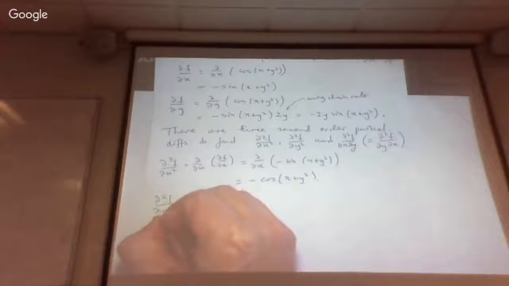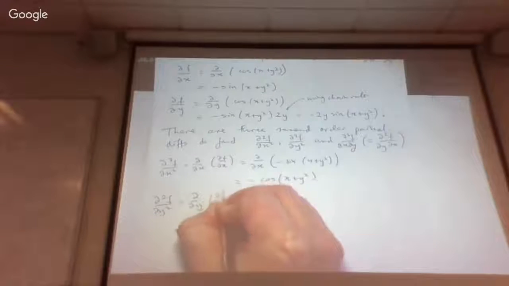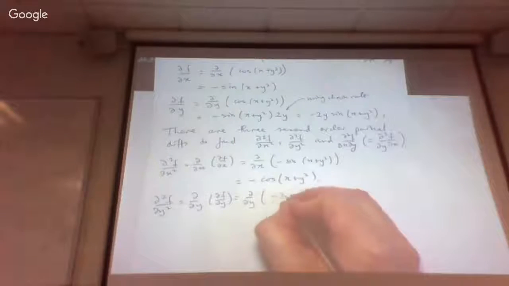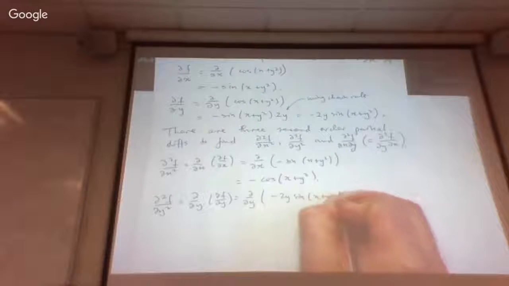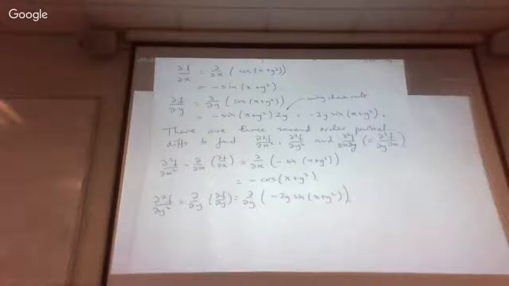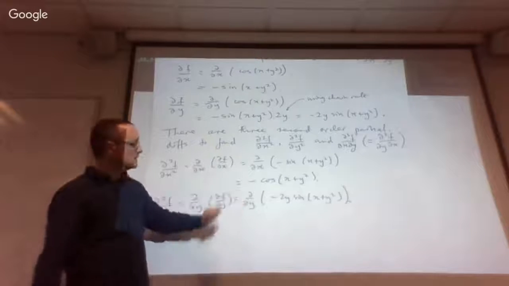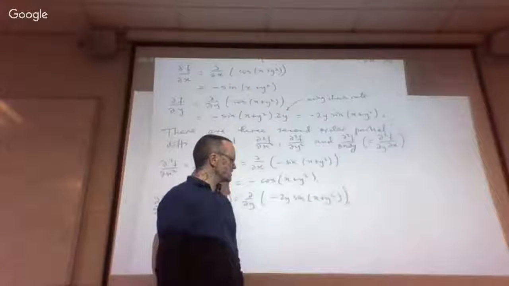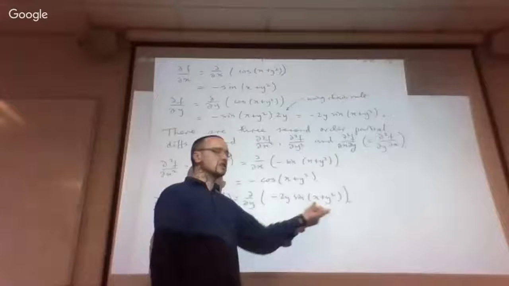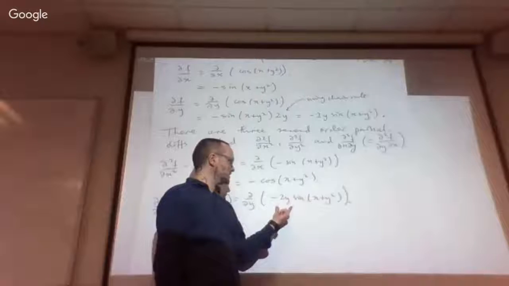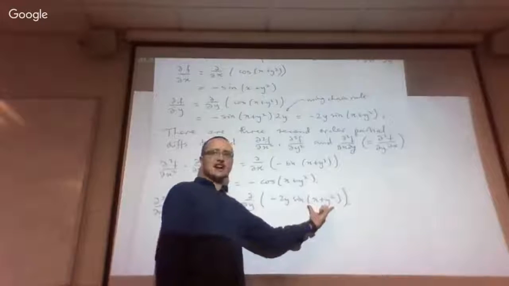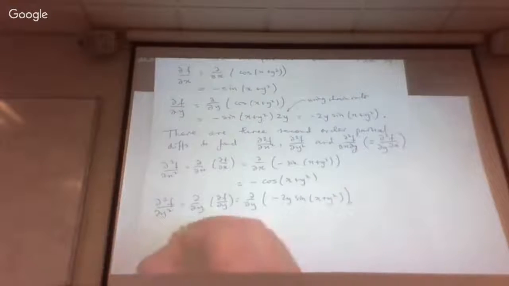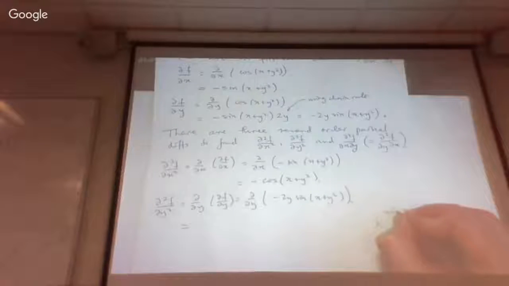The other one, d2f dy squared, would be d dy of df dy, which would be d dy of what we have up here, minus 2y sine of x plus y squared. So what does this operator d dy see here? It sees, okay, a function of y, certainly, but it's presented as a product of two functions of y. So this factor here is a function of y, minus 2y. This other factor, sine of whatever, is a function of y as well. So you've got to use the product rule. So this would be using the product rule.